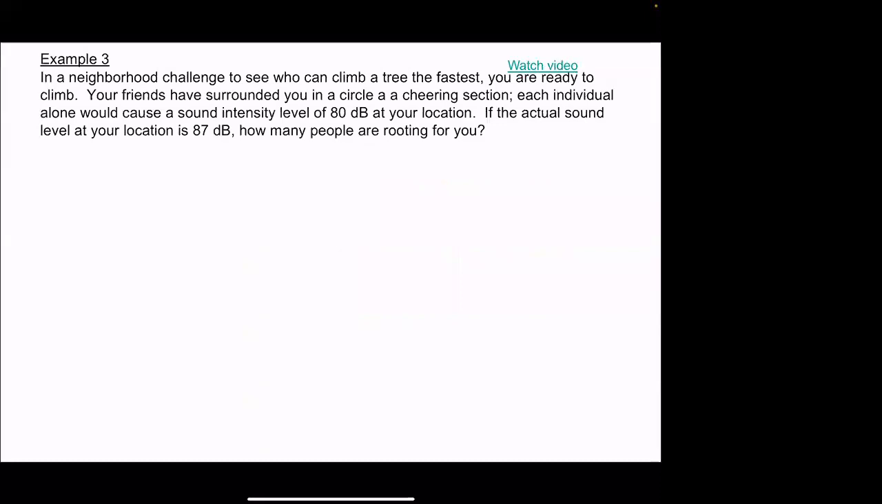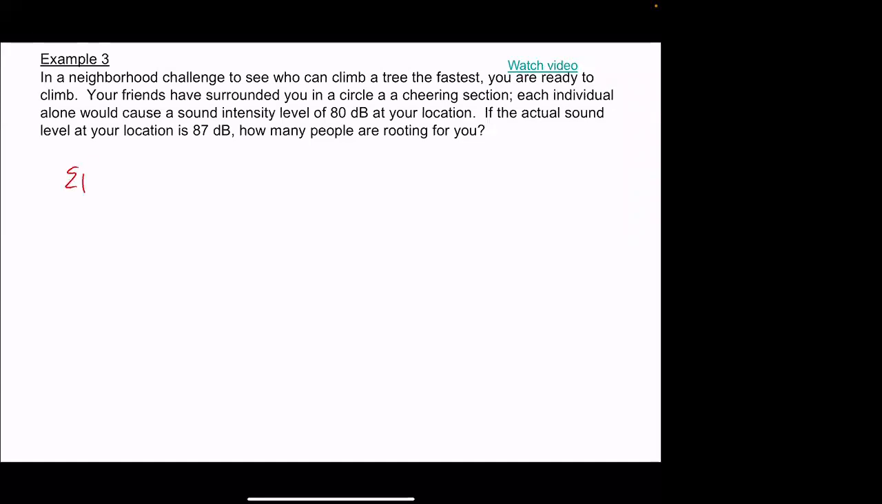All right. Well, we got 2 more. I'll do this one with you, and then you guys get to do the next one. In a neighborhood challenge to see who can climb a tree the fastest, you are ready to climb. Your friends have surrounded you in a circle in a cheering section. Each individual alone would cause a sound intensity level of 80 decibels at your location. If the actual sound level at your location is 87 decibels, how many people are rooting for you?